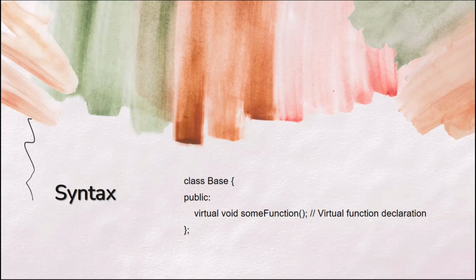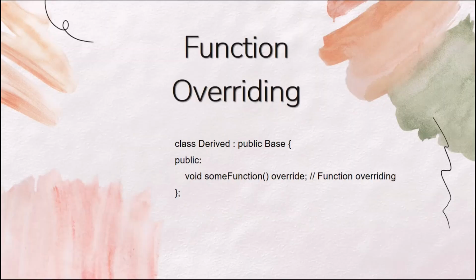To override a virtual function in a derived class, we use the same function signature as the base class. The override keyword can be added to the derived class function declaration to improve code readability and prevent accidental errors. When a virtual function is overridden in a derived class, the base class function is replaced by the derived class function in the object's vtable.